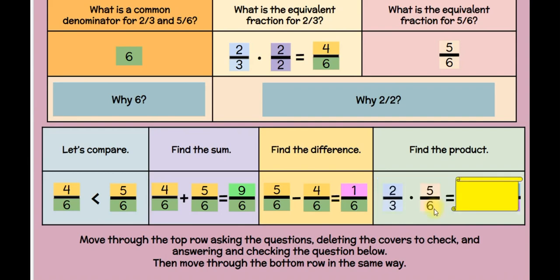Find the product. 2/3 times 5/6 equals, think about it. Waiting for responses, waiting for thumbs up. When everyone has a response, the student leader would say class, and the whole class would respond 10/18. 2 times 5 and 3 times 6. Class, what's my answer? 10/18. And they would just continue going through everything.